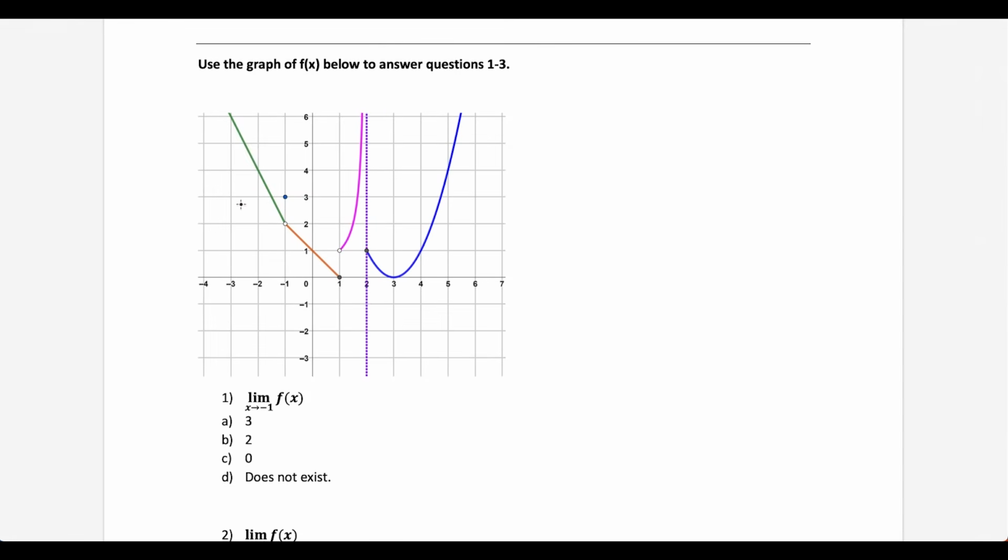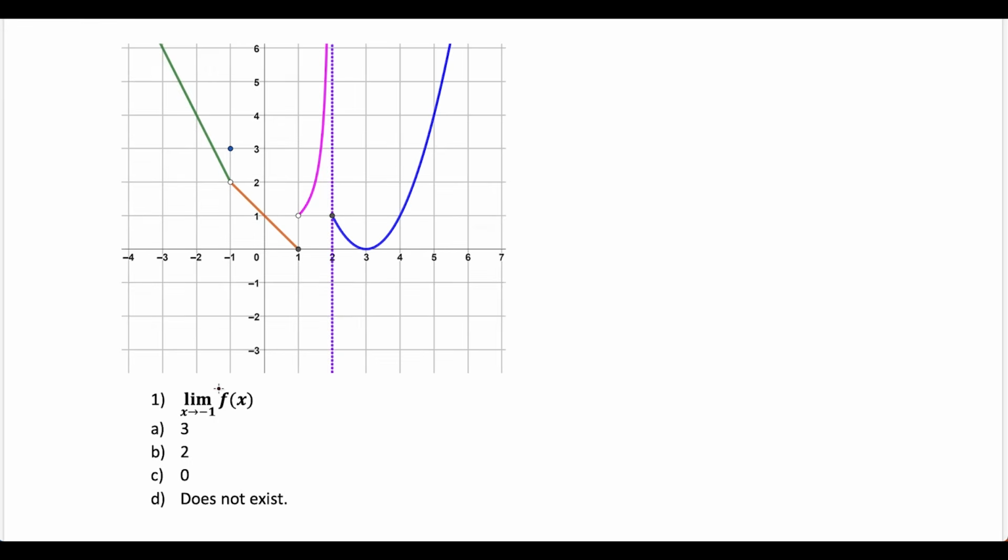So first up here, we have a graph of f of x, and we're going to use this to answer questions 1 through 3. For the first question, we want the limit as x approaches -1 of f of x, and here's our graph of f of x. What we're going to do is approach from the left side, and notice that we're getting really close to x equals -1, and our y value is getting really close to 2. But we also have to verify that the right side limit is the same. So notice when we approach from the right side that we're approaching a y value of 2. So for this one, our answer choice is going to be B.